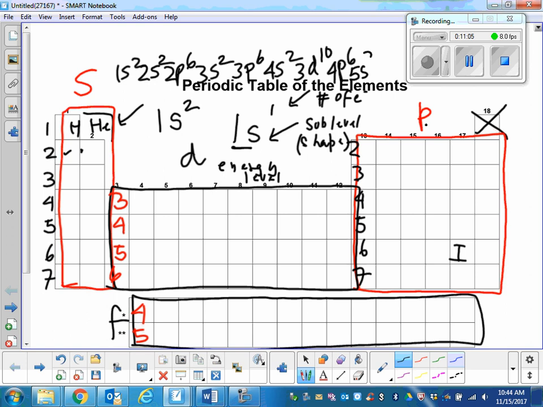What is after 4p6? 5s2. What is after 5s2? 4d10. And where is 5p? It's in 5p. Is that right? I labeled it wrong. It's not 6. It's 5p5. Does it end at 5p5?